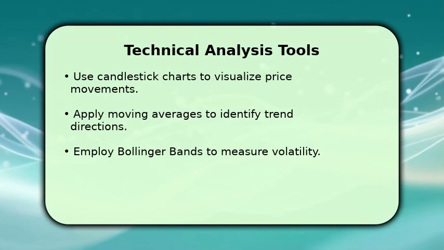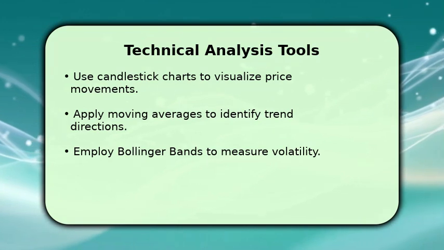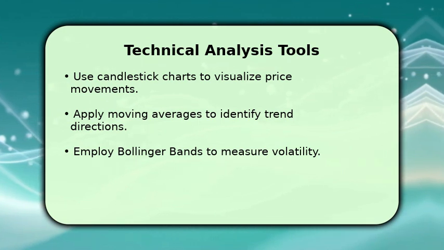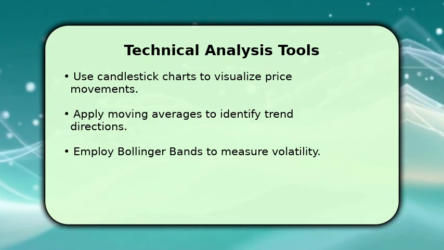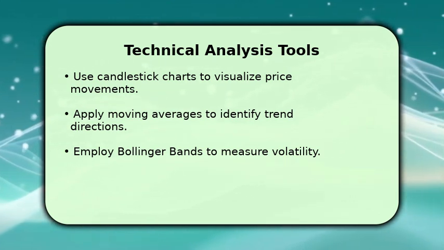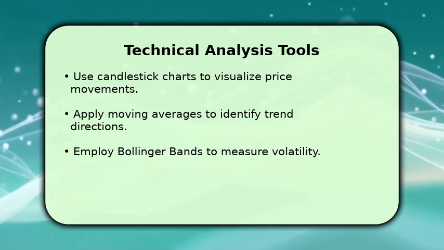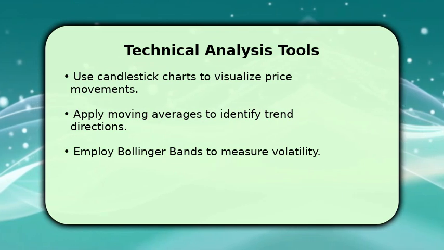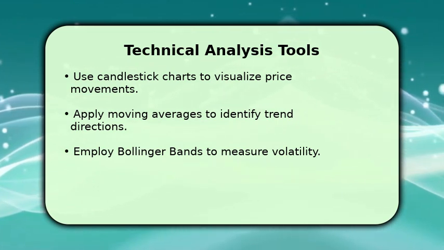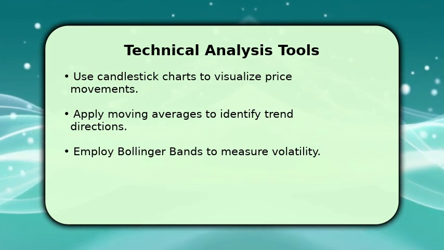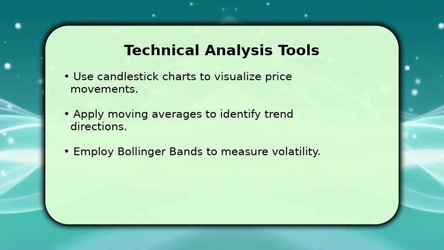Technical analysis involves using various charting tools. Candlestick charts help visualize price movements over specific periods, like 1 hour or 1 day. Moving averages can identify trend directions, such as a 50-day or 200-day average. Bollinger Bands measure market volatility, showing if prices are relatively high or low. The MACD indicator provides signals about momentum and potential trend reversals.